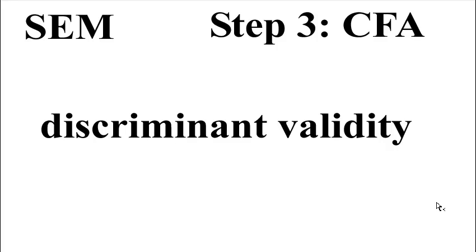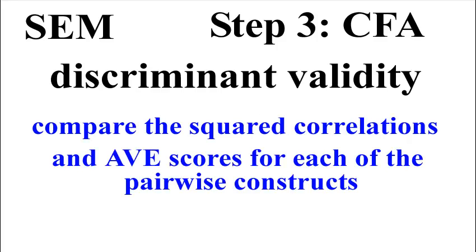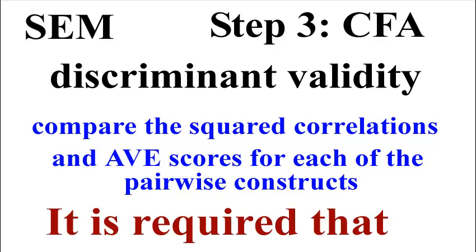On to discriminant validity. What we're going to do is look at the AVE scores for each of the constructs and each possible pair of the constructs. We're going to compare them to the squared correlations between each pairwise constructs. In other words, we're going to look at the correlation between C and A squared, P and A squared, C and P squared, and compare them to the AVE calculations that we did in the previous part. So let's take a quick look.